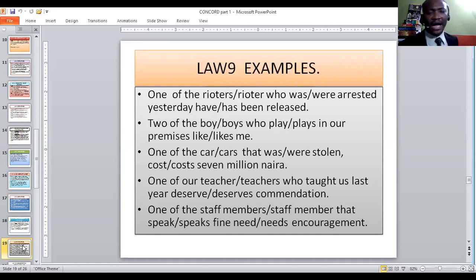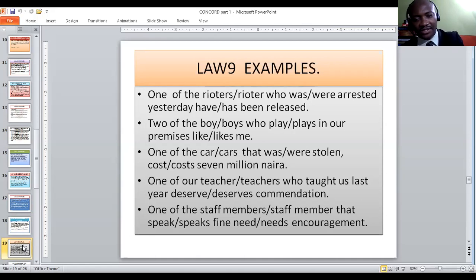One of the cars that was or were stolen cost 7 million naira. One of the cars, one out of many cars; the cars were stolen. Now, one of them costs, singular, 7 million naira. One of our teacher or our teachers who taught us last year deserves commendation. One out of many of your teachers who taught you last year deserves, yes, one of them deserves commendation.